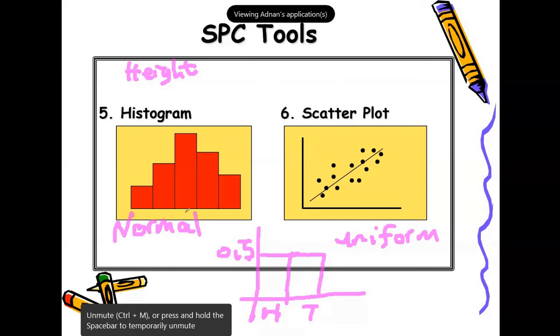Most people will be in the middle. There will be a few people that are very short, and very few people very tall. But the majority will follow this normal distribution. So the shape is not uniform. The shape is normal. We call it normal distribution.